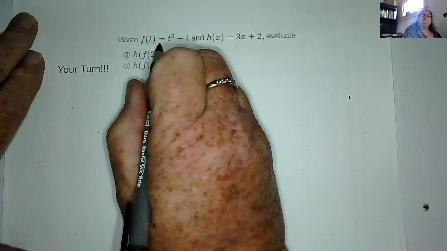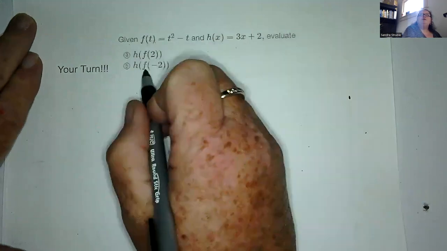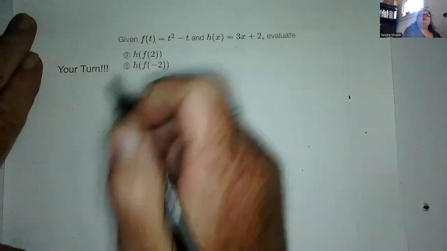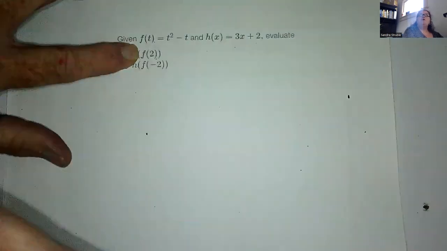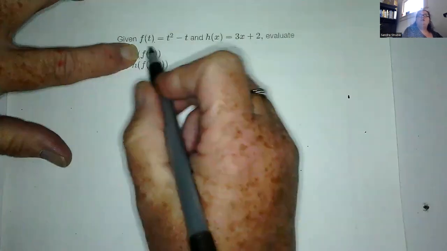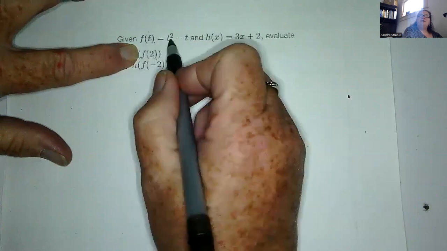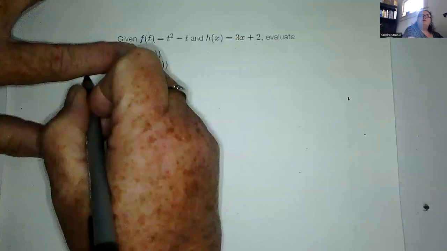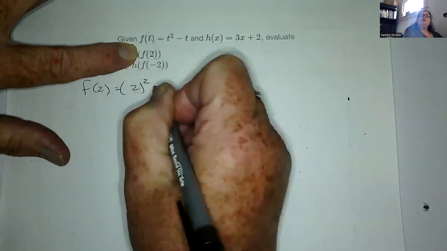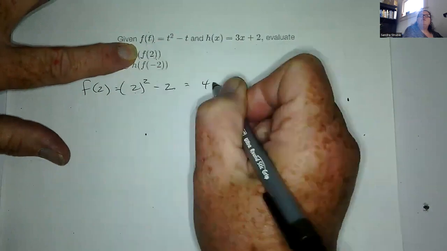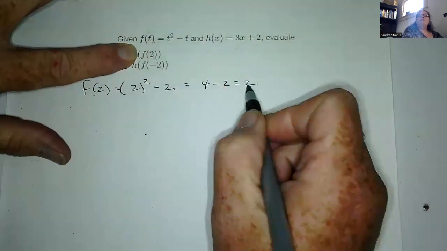Given f of t equals t squared minus t and h of x is equal to 3x plus 2, evaluate these two right here. So we're going to start with h of f of 2. Now remember, we're going to start on the inside, so I'm ignoring that h function. I'm just dealing with the f function right here, and they want me to plug a 2 in where there's a t. So f of 2 is equal to 2 squared minus 2, which is 4 minus 2, which is 2. Great. Well, that's f of 2 is equal to 2.